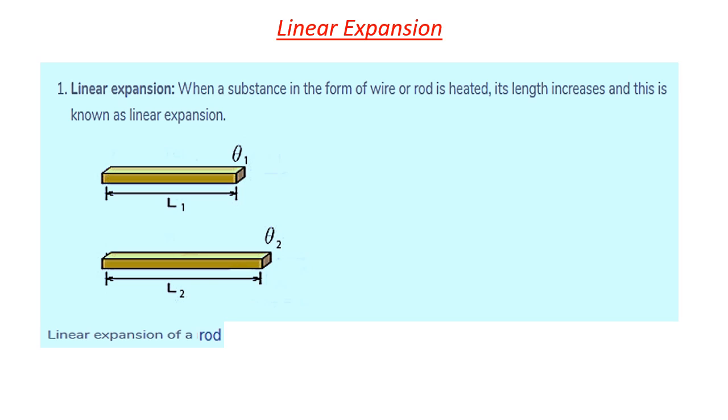Linear expansion. When a substance in the form of wire or rod is heated, its length increases, and this is known as linear expansion. As shown in the diagram, at any temperature θ1, the length was L1, and when the temperature is increased to θ2, now the length will be L2, and this one is the linear expansion of the rod.